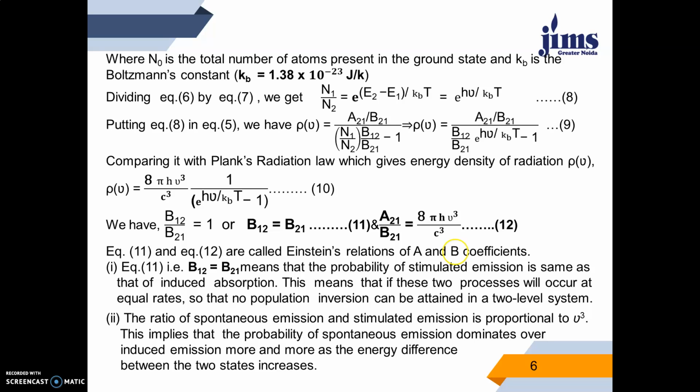Second, the ratio of spontaneous emission and stimulated emission is proportional to nu cube, because all other factors in equation 12 are constant. So A21 over B21 is proportional to nu cube. This implies that the probability of spontaneous emission dominates over induced emission more and more as the energy difference between the two states increases.